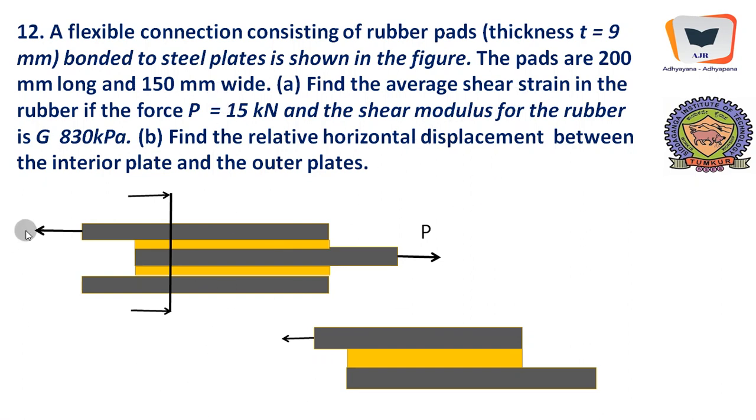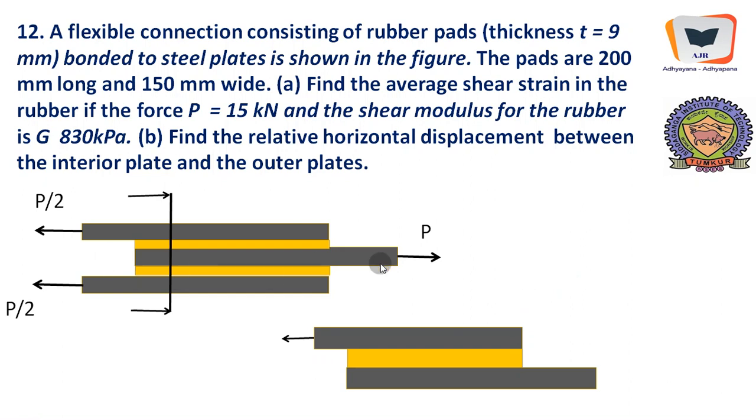The pads are 200 millimeter long and 150 millimeter wide. In order to see the width, you have to take a section like this, and the length is available over here. So from here till here it measures 200 millimeter long, and across this it measures 150 millimeter wide. Find the average shear strain in the rubber if the force is 15 kilonewton and the shear modulus of rubber is 830 kPa. Find the relative horizontal displacement between the interior plate and the outer plates.